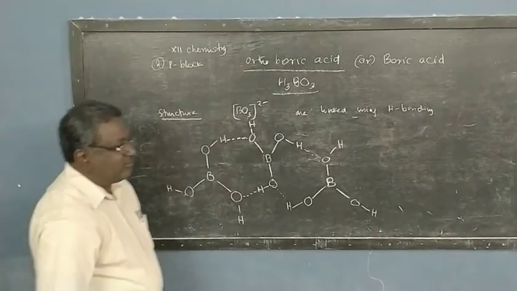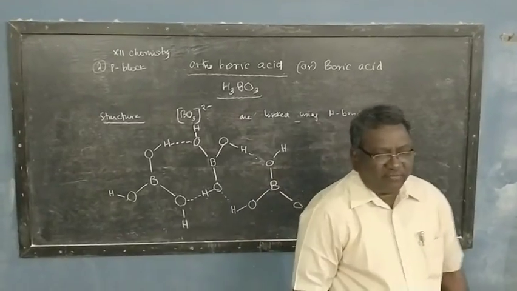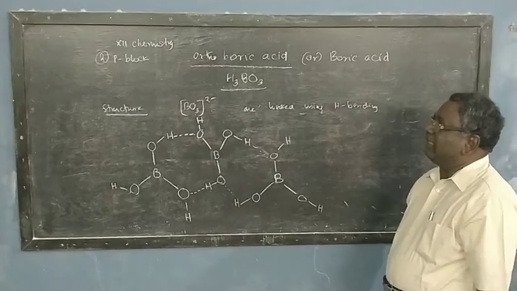So boric acid is used as a disinfectant. Mostly it is used in the manufacturing of ointments and glass. Those are the uses of boric acid, right?